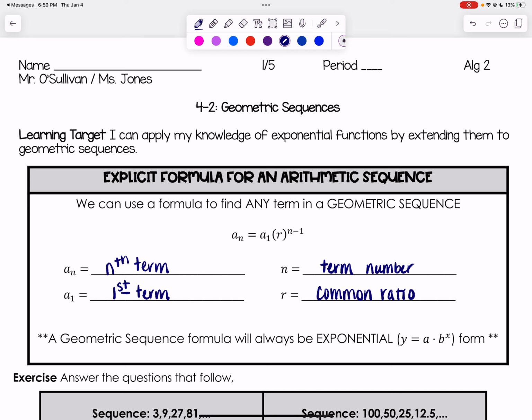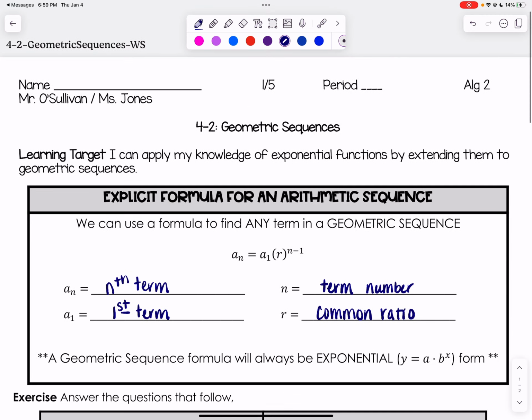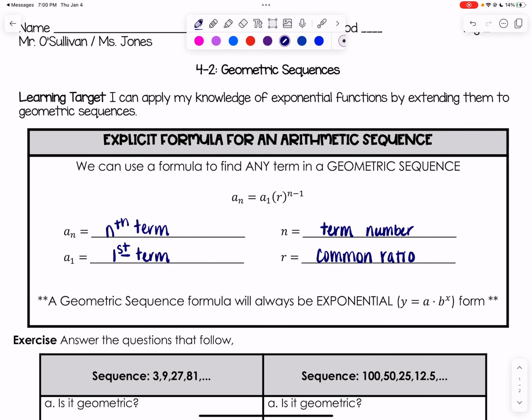So today we're going to be looking at lesson 4-2, geometric sequences, and today's learning target is I can apply my knowledge of exponential functions by extending them to geometric sequences. So we did this again in Algebra 1. This is going to be a very quick lesson. It's only 2 examples. Pause the video to make sure all of this is filled in. That way you have all of this on your note sheet. But let me start going over it.